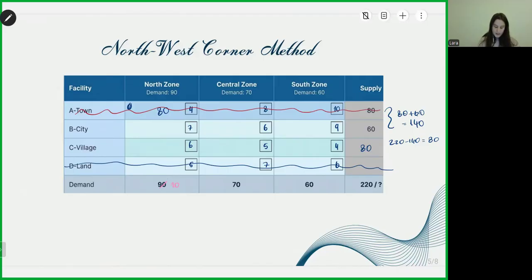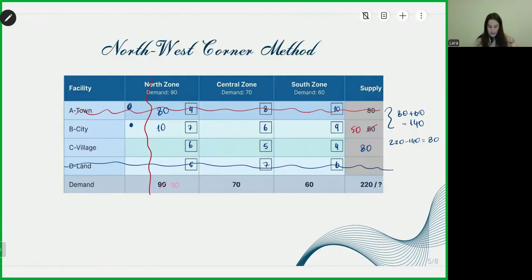Okay, so now I'm going to look at the next northwestmost corner. It's this corner. The demand from North Zone is 90. I already supplied 80. 10 is left. B city can supply 10 from 60. So I'm going to write 10 here. And if I do that, I don't have to supply more to North Zone. So I'm going to cross out North Zone. But because I wrote 10 here, I have to take that out from B city's supplies. So 60 minus 10 is 50.